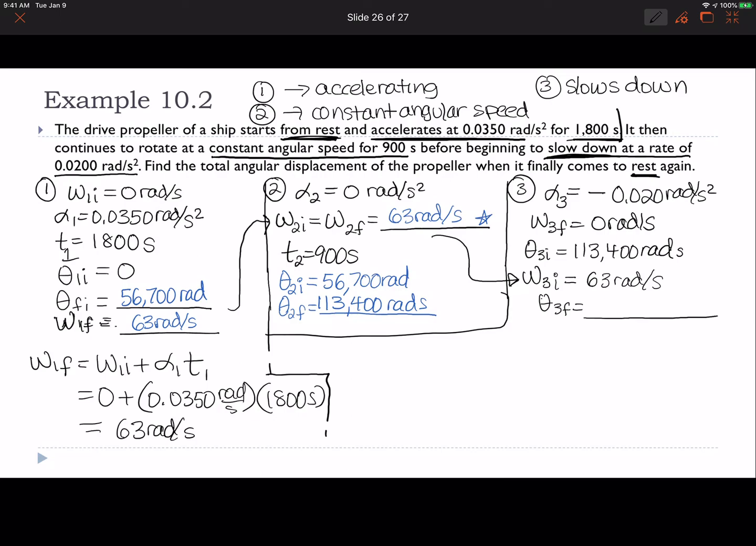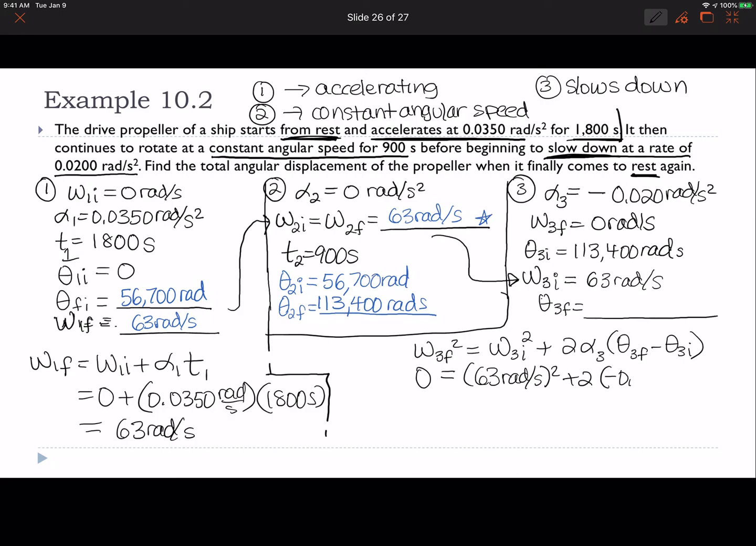And if I do that, I could use the fact that the final angular velocity squared is equal to the initial angular velocity squared plus 2 times the angular acceleration times the final position minus the initial angular position. So it comes to rest. The initial angular speed is 63. The angular acceleration is a negative 0.02. And this is just equal to the change in the angle. I'm running out of space, so I'm going to write it that way.